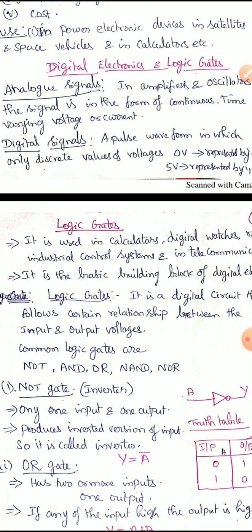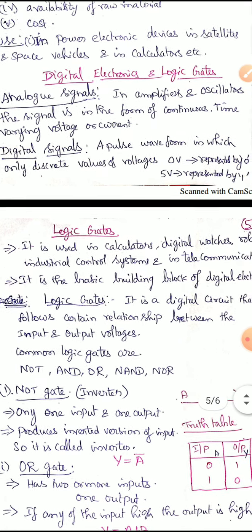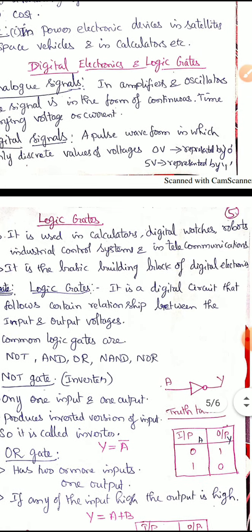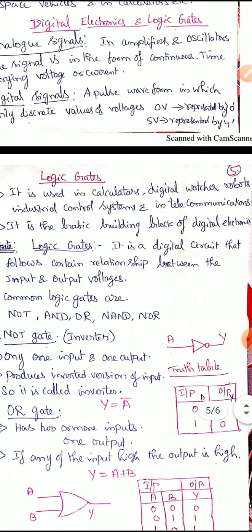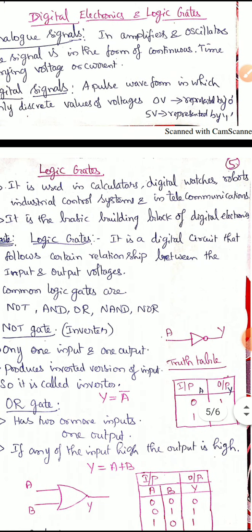It is used in calculators, digital watches, robots, industrial control systems, and also in telecommunications systems. This is about the logic gate. The logic gate is the basic building block of digital electronics.